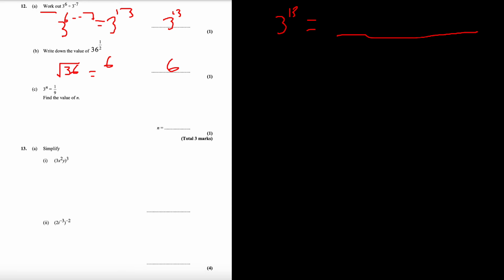Okay, part C, 3 to the power of n is 1/9. Work out the value of n. Well, 3 squared is 3 times 3, which is 9. But we want 1/9. So if we make that a -2, that will give us 1/9, because it will give us 1/3 squared, which is 1/9. Because 3 to the -2 is 1/3 squared, which is 1/9.